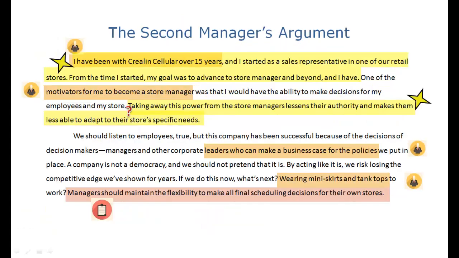For the second manager, I can verify the accuracy of his time working for the company. I can't verify the accuracy of this statement, though. Taking away this power from the store managers lessens their authority and makes them less able to adapt their store's specific needs. How could I do that if I don't have any examples? It's hypothetical, so I can't verify it as either accurate or inaccurate, can I?